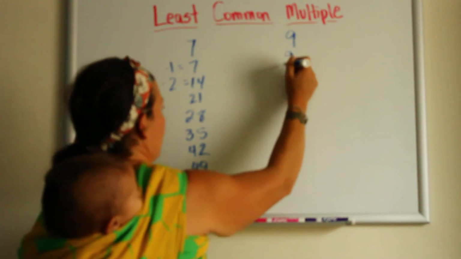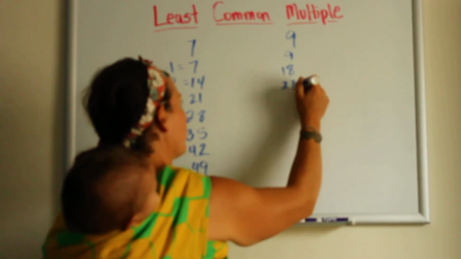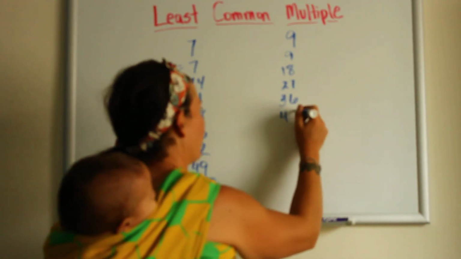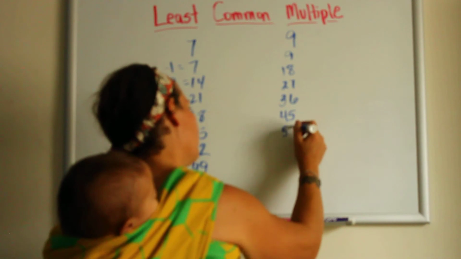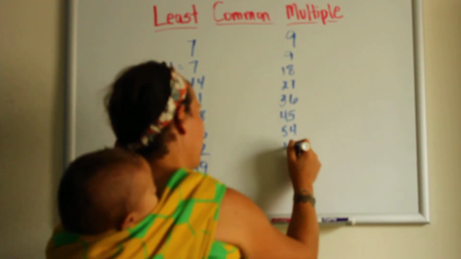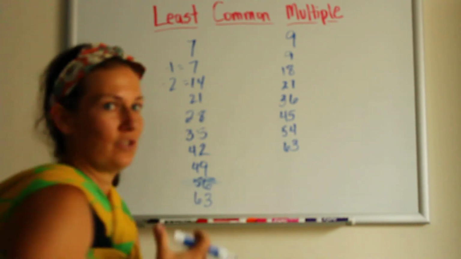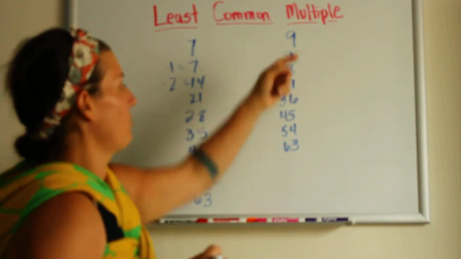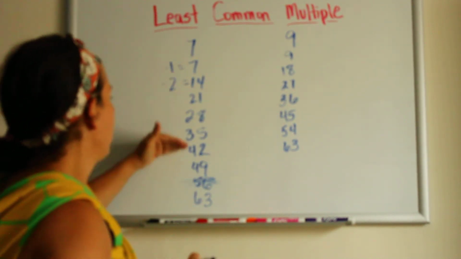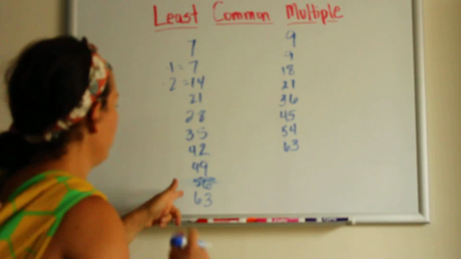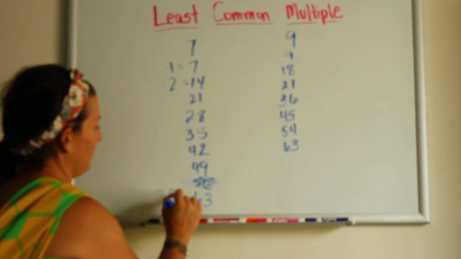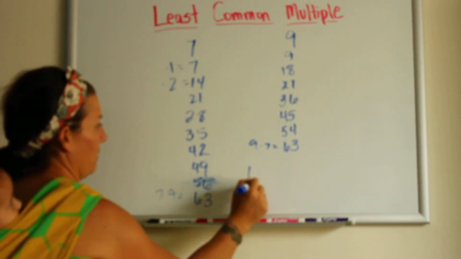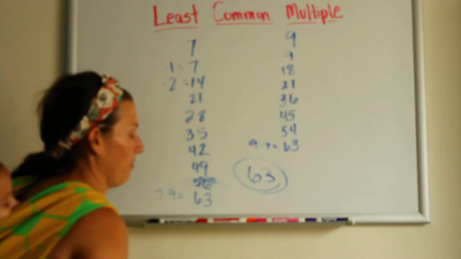9 times 1 is 9, then we get 18, 27, 36, 45, 54, and 63. So here's your example where the actual least common multiple is when you multiply the two values together. There's nothing in common until we get to the point where we did 7 times 9 and 9 times 7. And that's when we get 63. So there's your least common multiple.